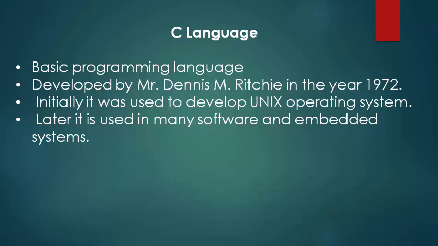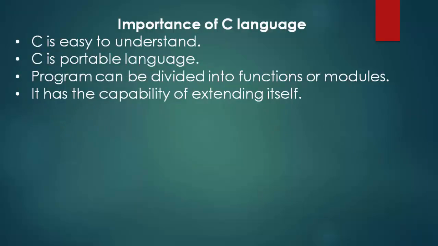So why is C language that important? The first and foremost advantage of the C language is that it is very easy to understand. That increases the importance of usage of the C language. And the second thing is that it is a portable language. The C program written for your computer can be run on any other computer irrespective of the hardware configuration. A C program can be divided into functions or modules, and these functions or modules indicate the basic building blocks required to complete the given task.